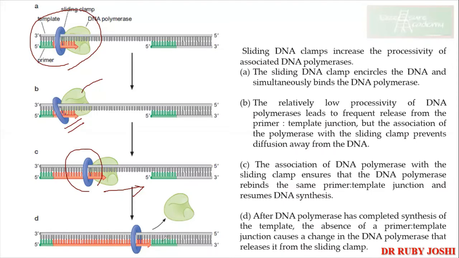Now there is no primer template junction required, right? Because everything has been synthesized. Now the DNA polymerase will leave, and after that, the sliding clamp will also get released because there is no further template primer or primer template junction.